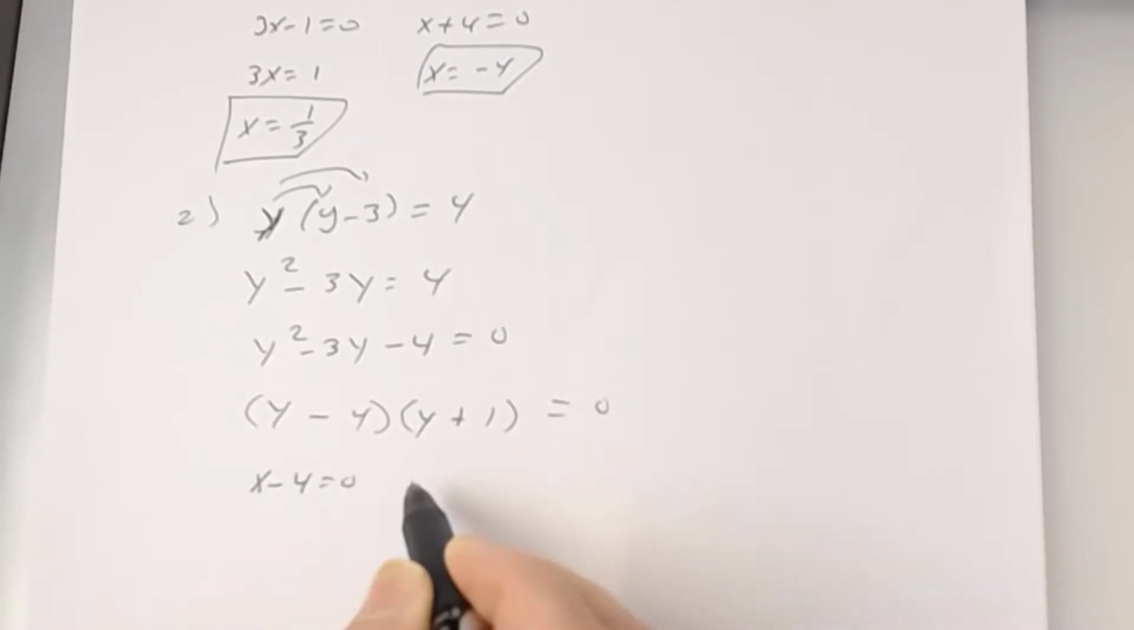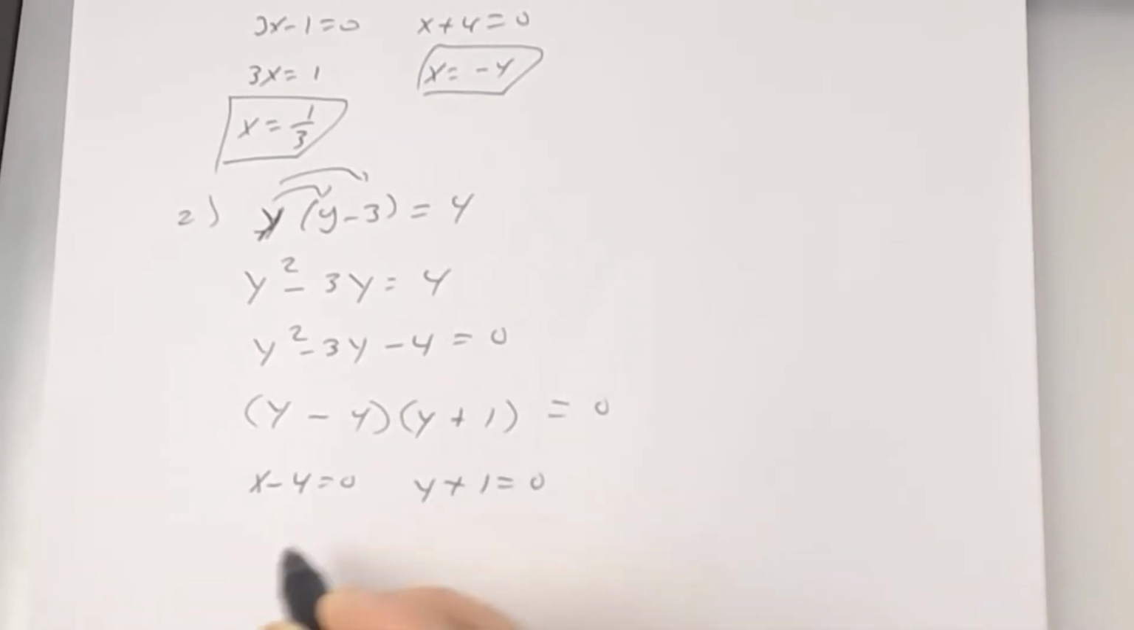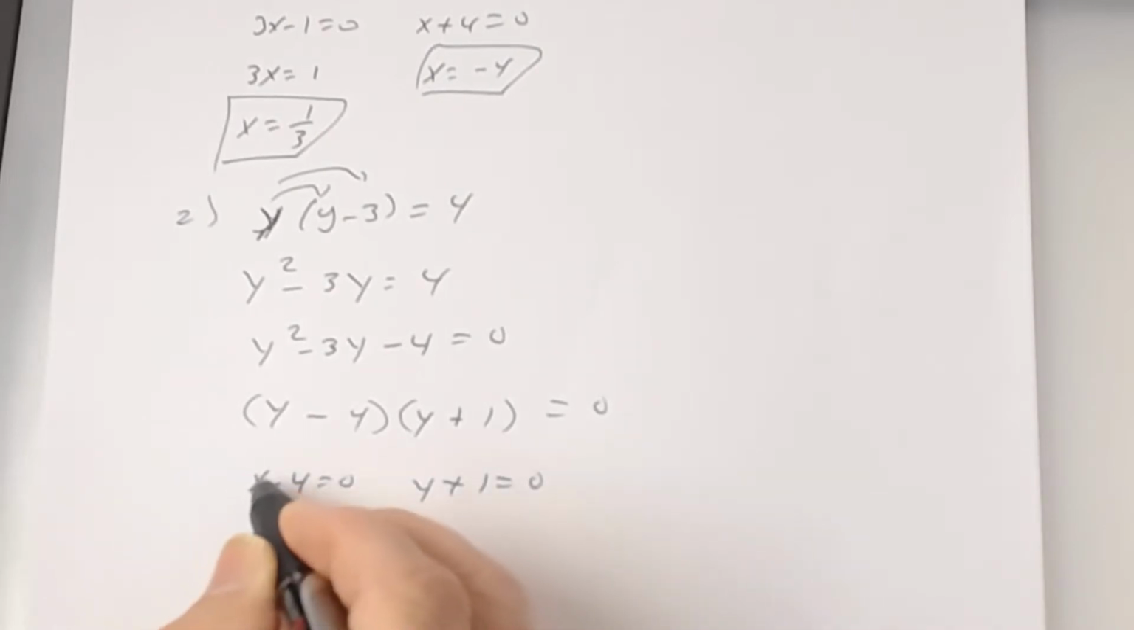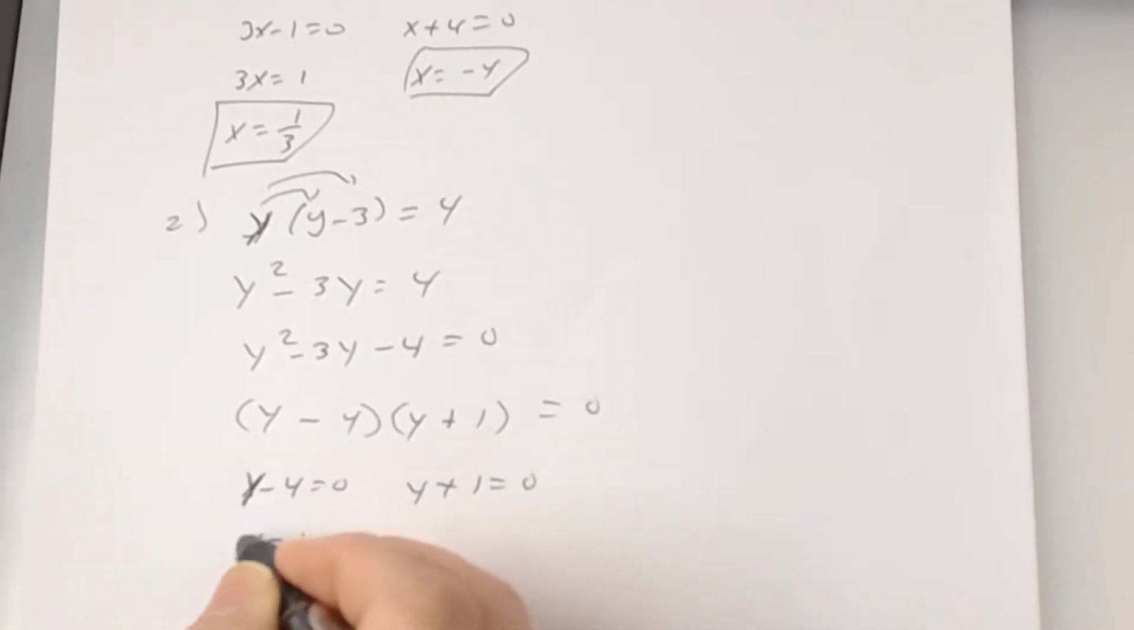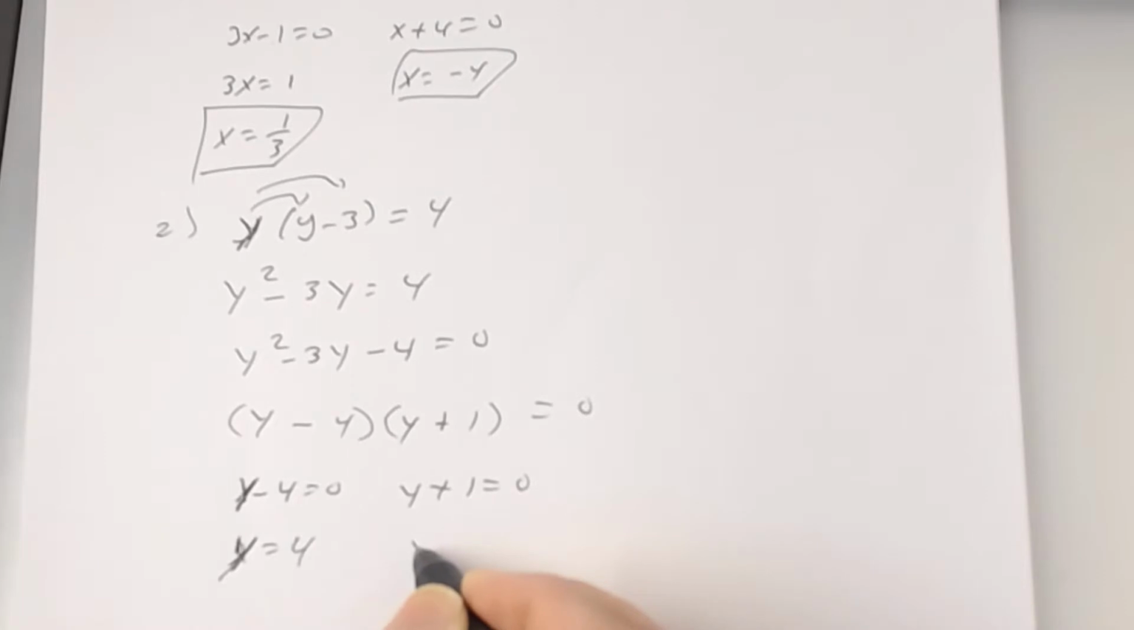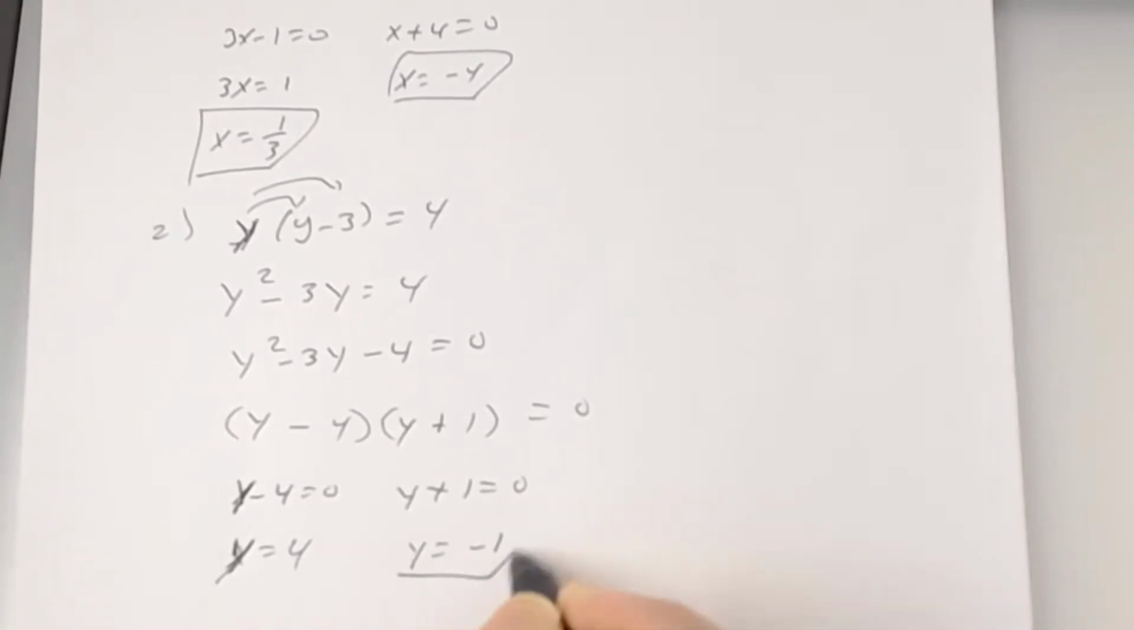Each one equal to 0. So each one equal to 0. So I get x is 4. Oh, that's y. I'm sorry, y. So y is 4. And what's y over here? Negative 1.